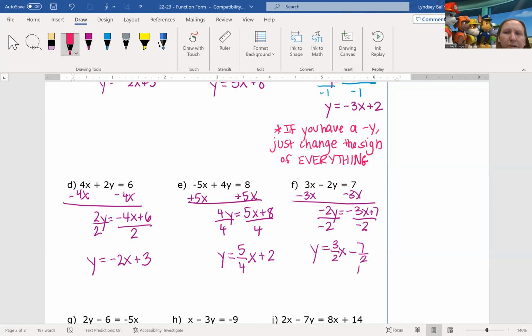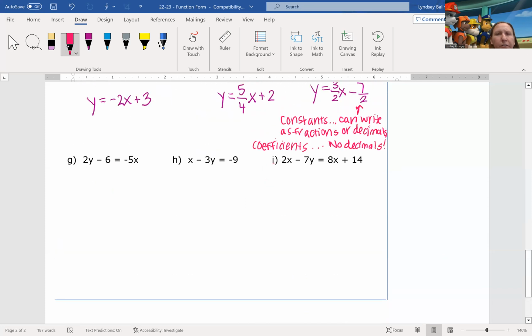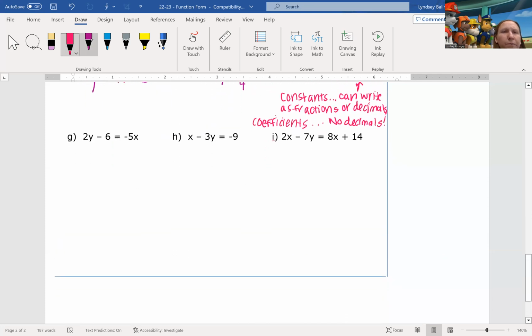For this one, I am going to put a note. For your constants, you can write them as fractions or decimals. For your coefficients, I'm going to say no decimals.